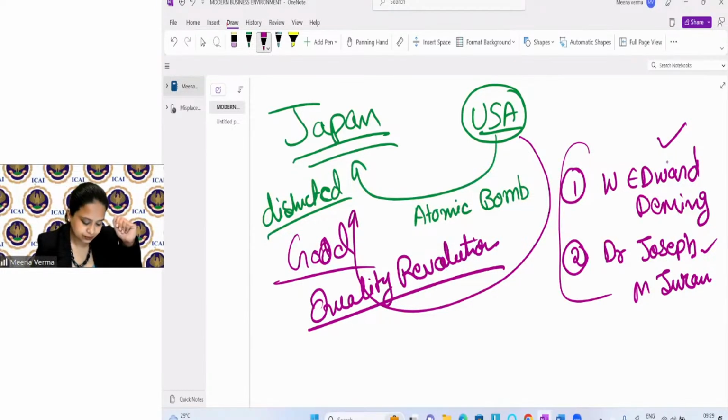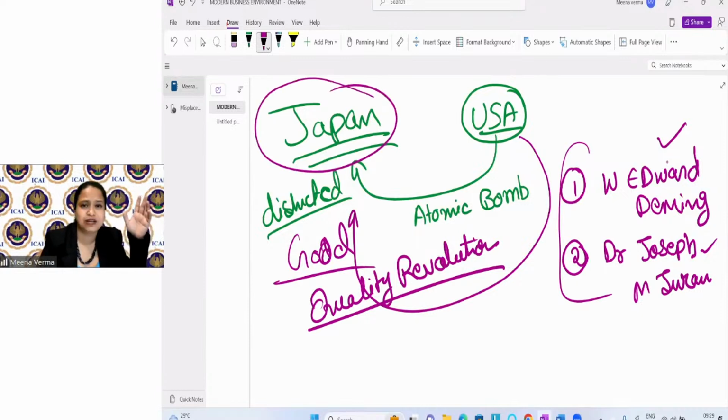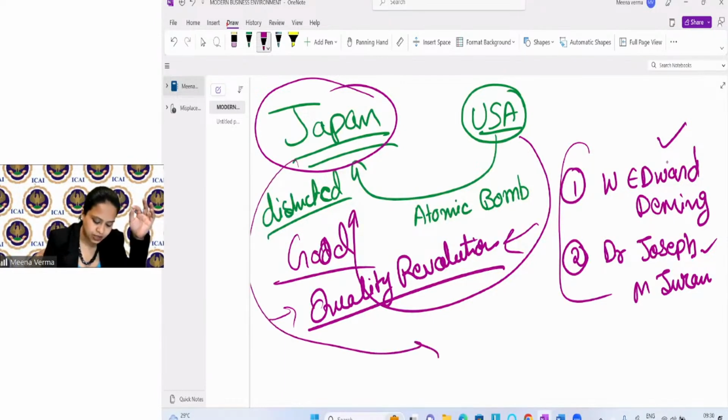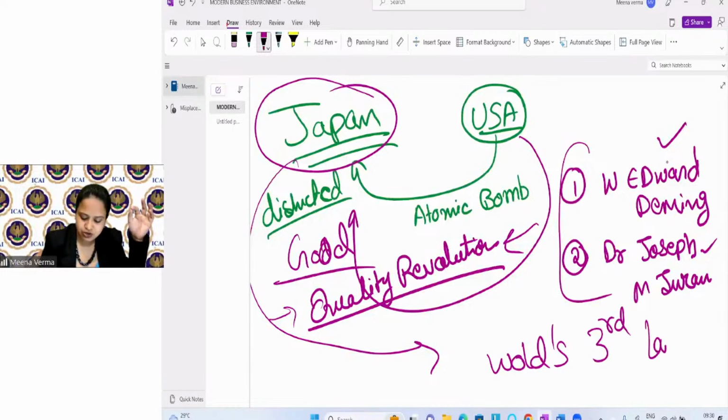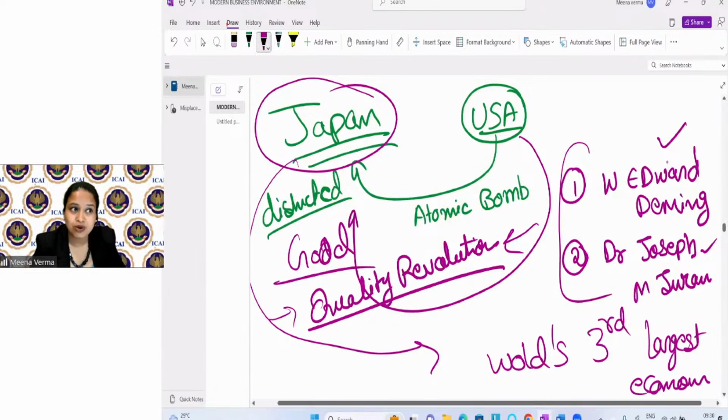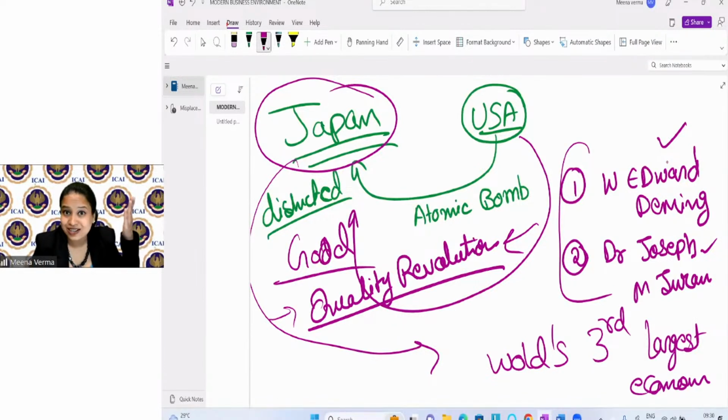The people of Japan were so impressed by these two people. Why? Because the quality revolution in the entire world all started with Japan, a country which was completely destructed after the atom bomb. Just by adopting the philosophies of these two people, they converted their economy into the world's third largest economy. Amazing. Can you imagine? From destruction to the world's third largest economy.